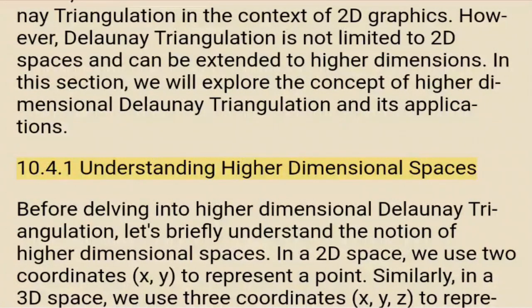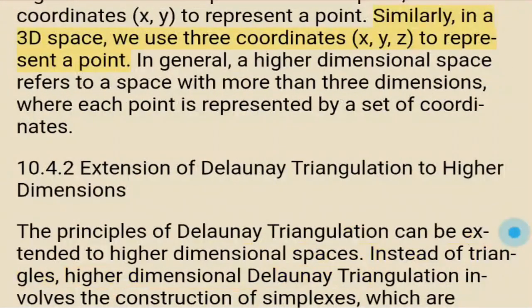10.4.1 Understanding higher dimensional spaces. Before delving into higher dimensional Delaunay triangulation, let's briefly understand the notion of higher dimensional spaces. In a 2D space, we use two coordinates x, y to represent a point. Similarly, in a 3D space, we use three coordinates x, y, z to represent a point. In general, a higher dimensional space refers to a space with more than 3 dimensions, where each point is represented by a set of coordinates.